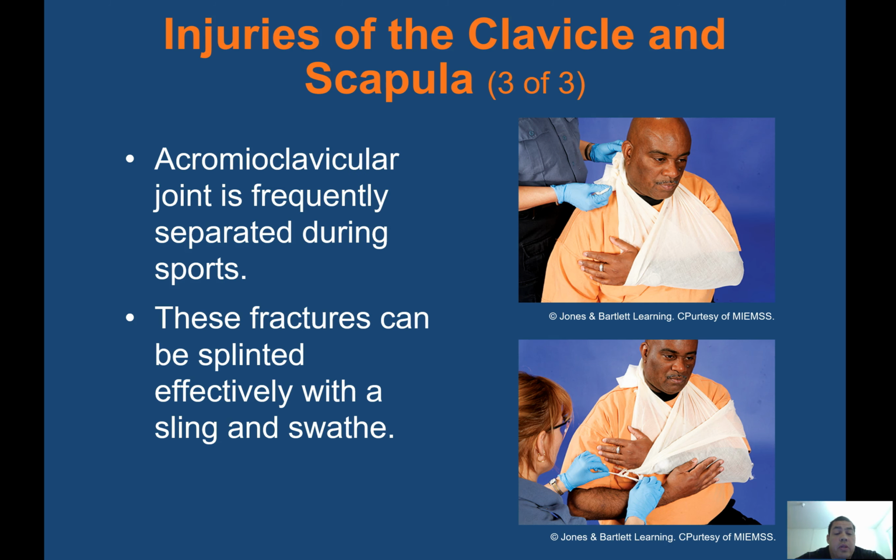The acromioclavicular joint is frequently separated during sports. These fractures can be splinted effectively with a sling and swath. So for any type of shoulder injury or clavicle injury, you could go ahead and use your triangle bandage. Okay, so he's got the triangle bandage on, the sling, and now she's applying the swath. It just comes around the back and to the front to make sure the patient's arm doesn't move around. It stays right up against his chest.